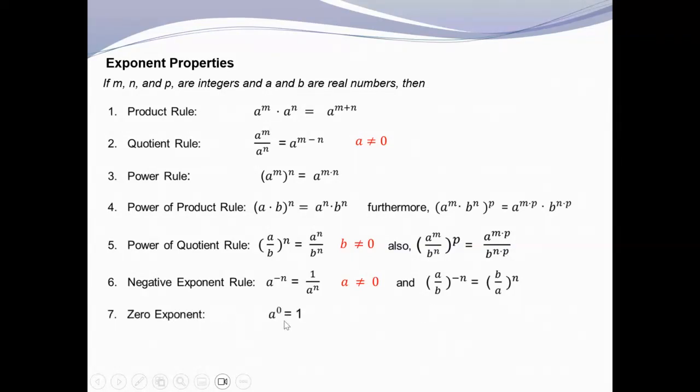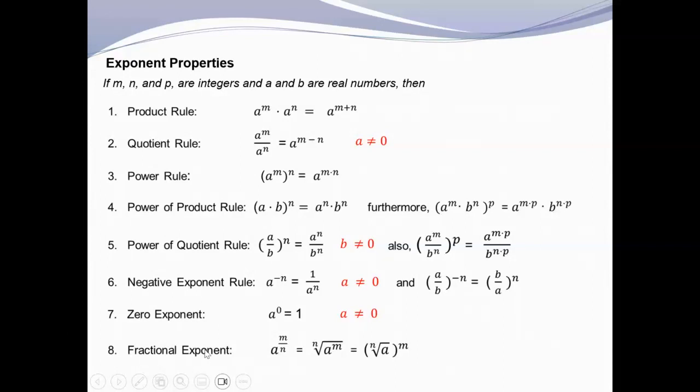And this is a zero exponent rule. You'd be surprised how many students don't know this rule. Even in calculus 1, calculus 2, they say that if you have a to a zero power, it's zero, but that's wrong, it's 1. So always remember that anything to a zero power will always be 1. And a cannot be zero.